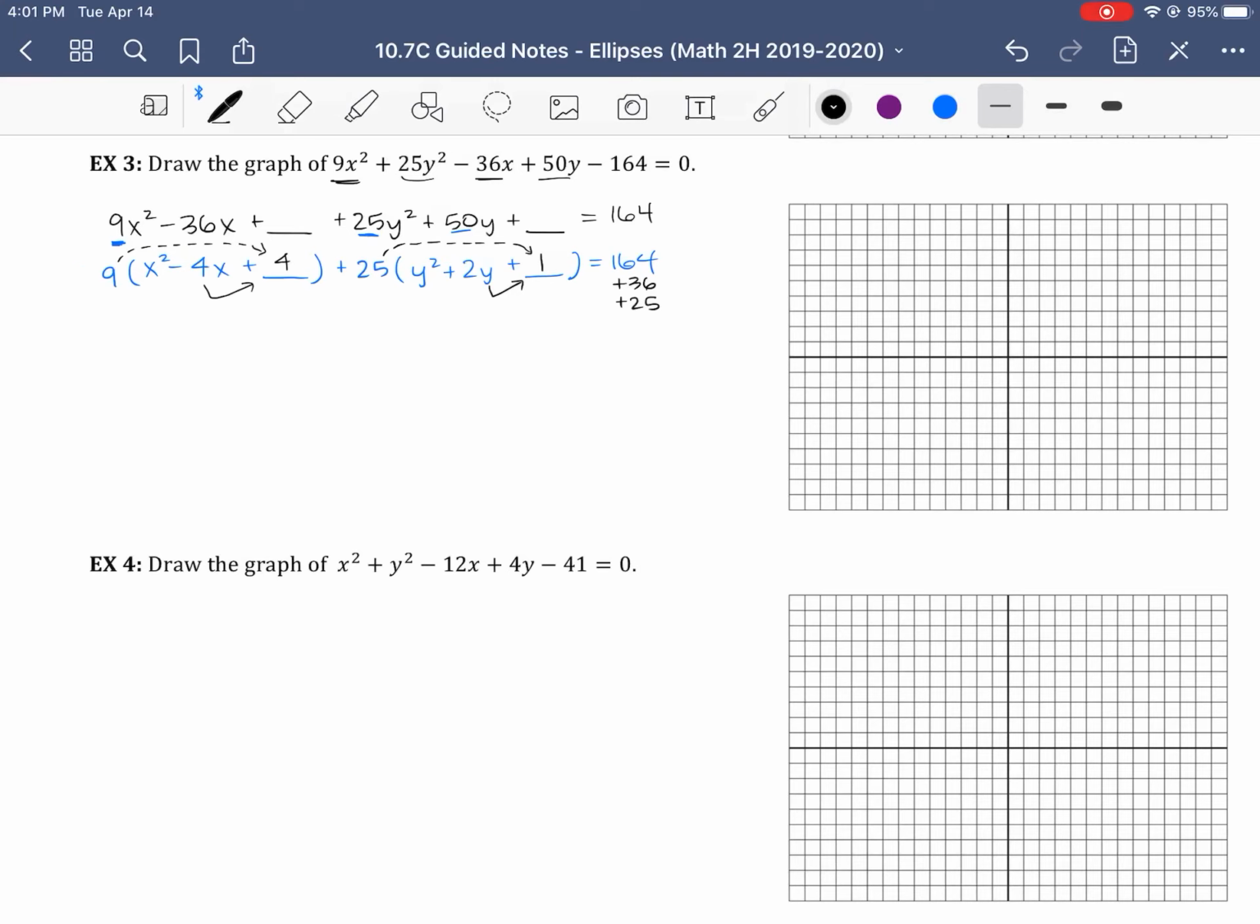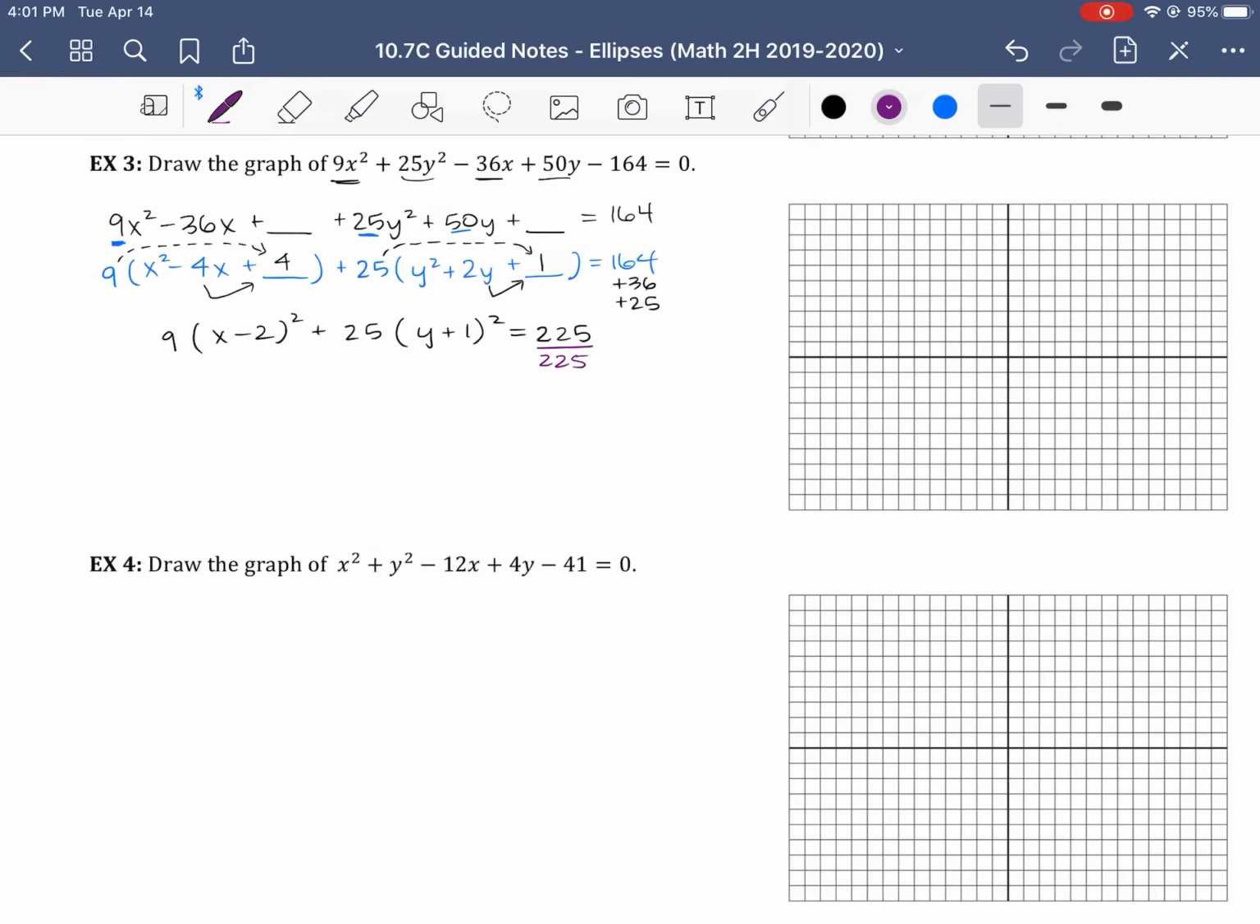So to balance that out, we need to add 25. Then we go ahead and factor. In this case, we've got that 9 out front, and this becomes x minus 2 squared. This one has a 25 out front. We get y plus 1 squared. And when we calculate all of that together, it ends up being 225.